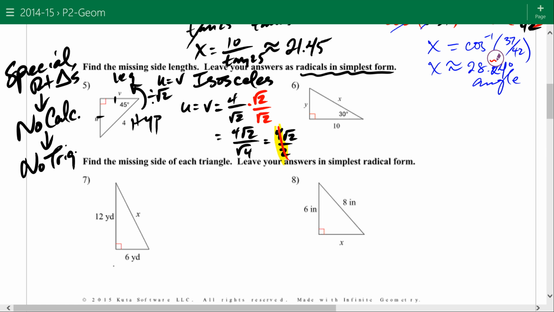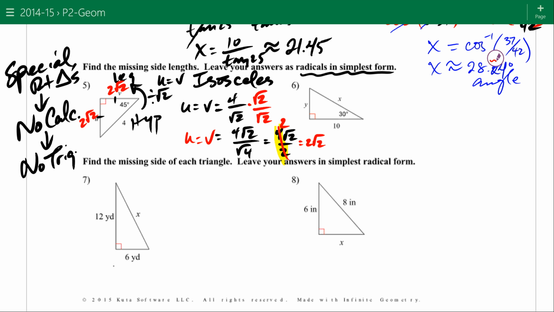So u equals v is equal to 2 rad 2. This is 2 rad 2. They're both the same because it's isosceles. Remember, isosceles means two congruent sides. That's what those marks mean.